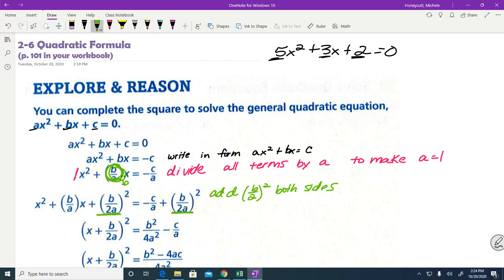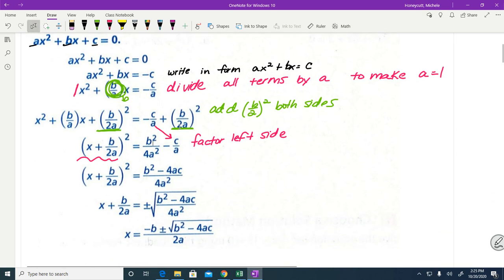Okay, then what happened next is they took whatever they had, and they factored the left side. So that's how they got x plus b over 2a squared. Okay, now what's this coming from? It's coming from them actually squaring out: b squared is b squared, 2 squared is 4, a squared is a squared, and then they just move this c to the other side. So they factor that left side.